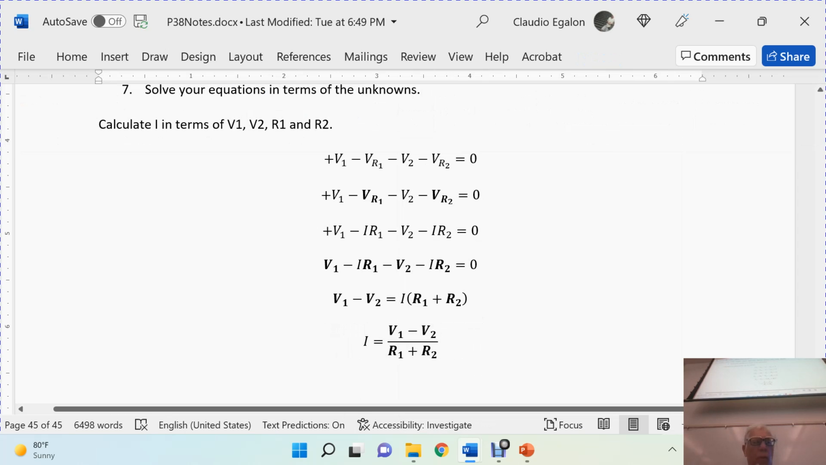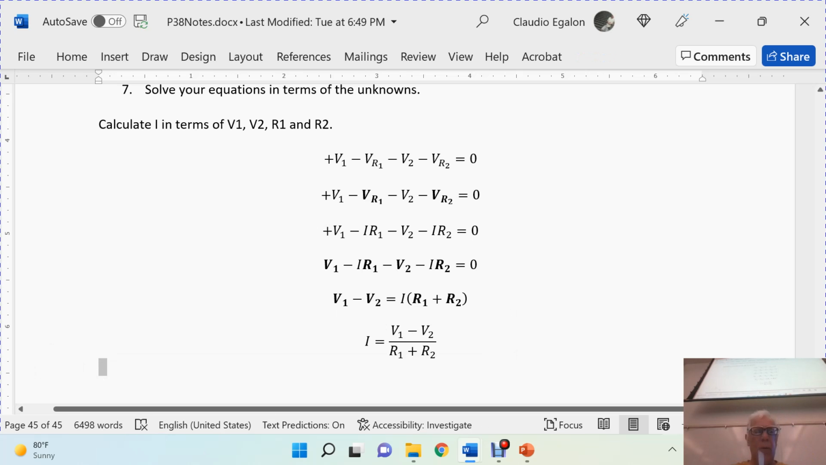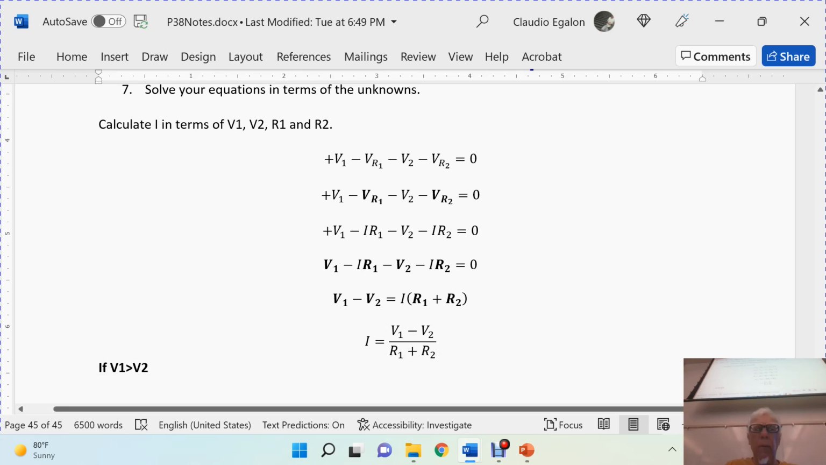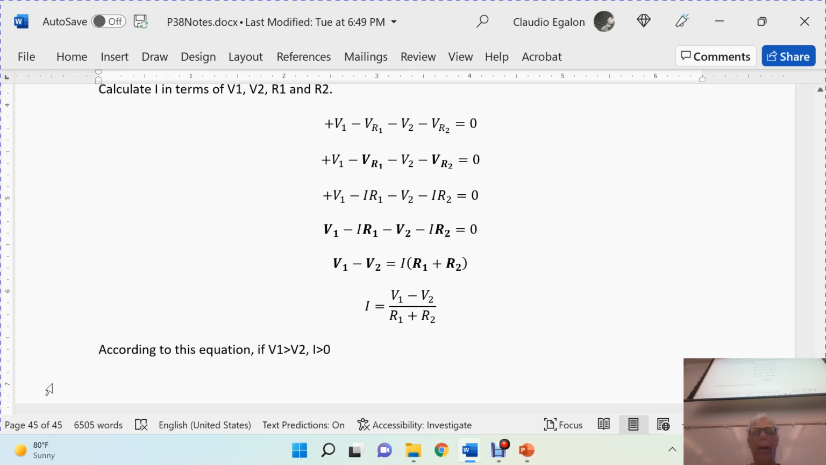Now let's analyze this equation. This is a simple problem that helps you a lot to understand how the whole thing works. If V1 is greater than V2, I is going to be positive according to this equation. If V1 is greater than V2, I is greater than 0.